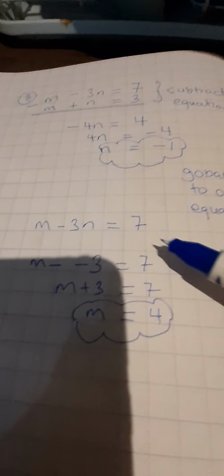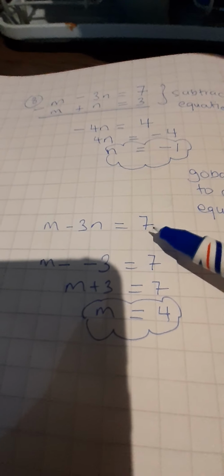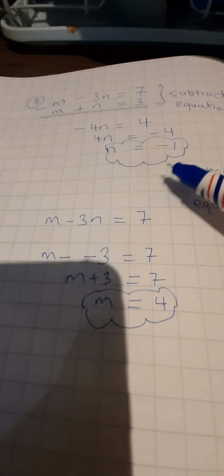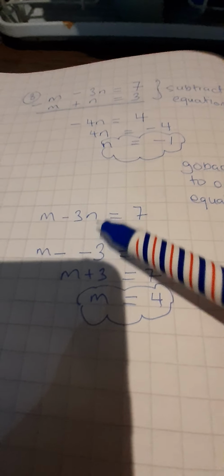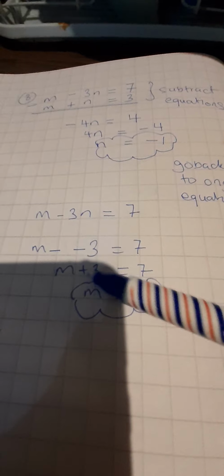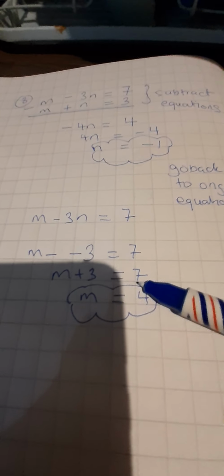Go back to the original equation, m minus 3n is 7. So now you know n is minus 1. So m minus minus 3 is 7, because 3n is minus 3. m plus 3 is 7, m must be 4.